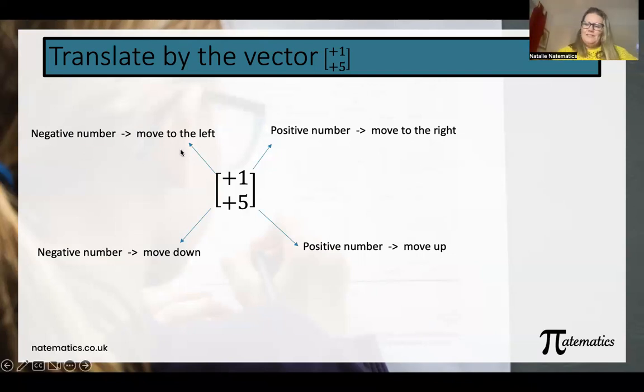So what I've done here is a really good summary, especially for revision cards. If the number at the top is positive, it's moved to the right. If it's negative, it's moved to the left. So if you picture your x-axis, negative is to the left, positive to the right. So a positive number there means one space that way. The second number is what happens on our y-axis, the vertical one. A positive number means go up, a negative number means we go down. Again, it's in the direction of the negative numbers on the axis.